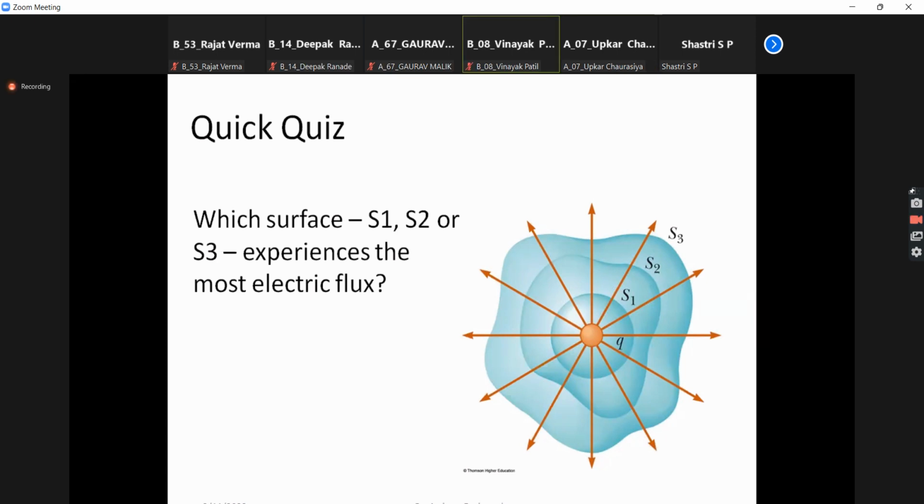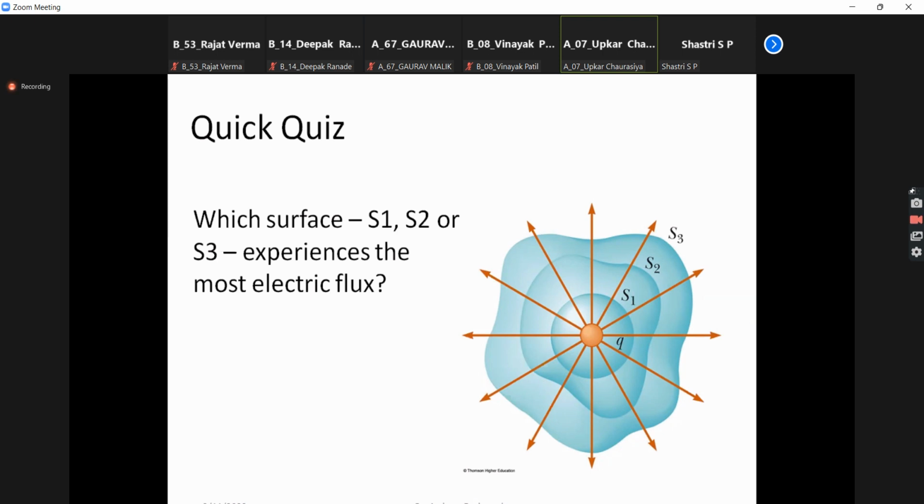Any other answer? S1, okay, fine. There are only three options anyway. S3 is done, S1 is done, so S2 is left. No, all are going to have the same flux because they are going to contain the same amount of charge, right? Whether you take S1, inside S1 also there is Q amount of charge. And forget about S1, another surface S2 is also containing only Q amount of charge. So the flux which will be leaving out of that S2 is going to be Q only.